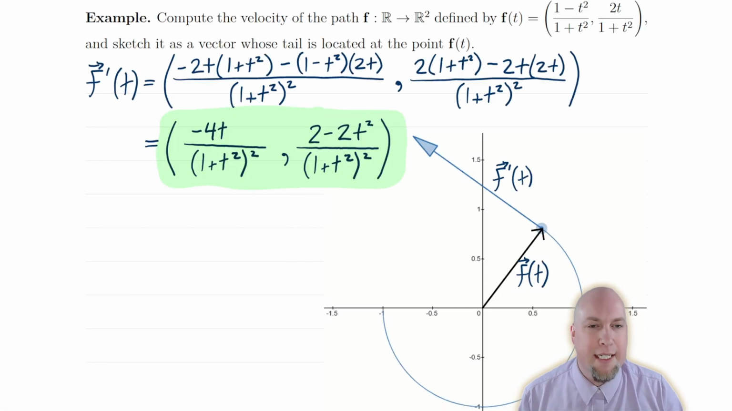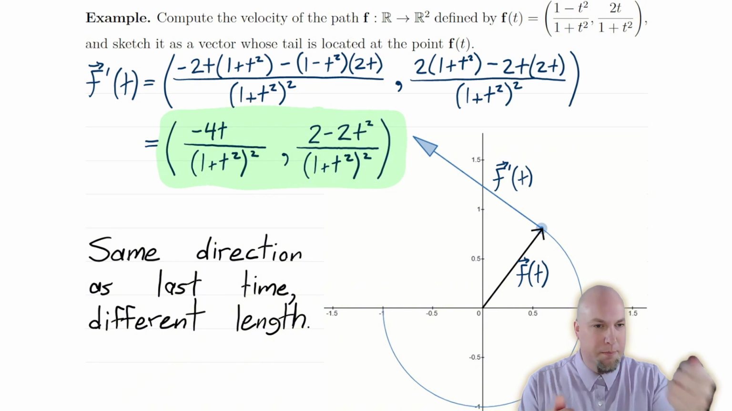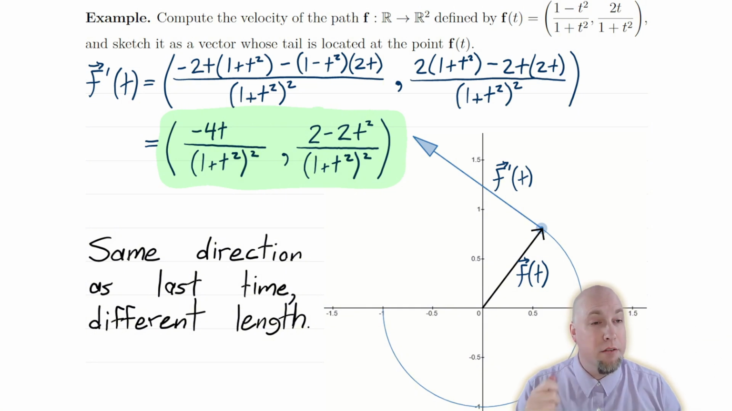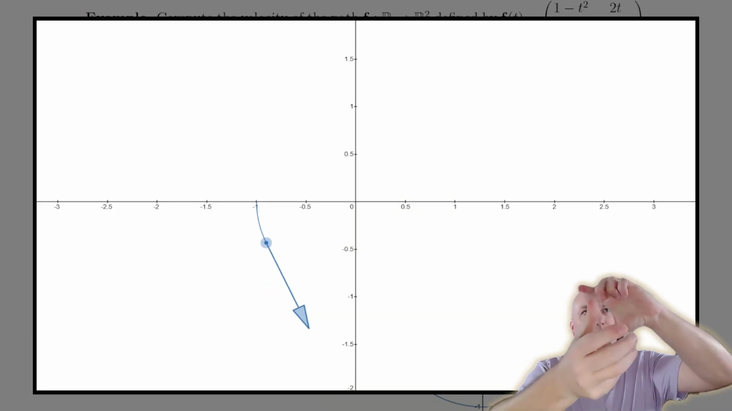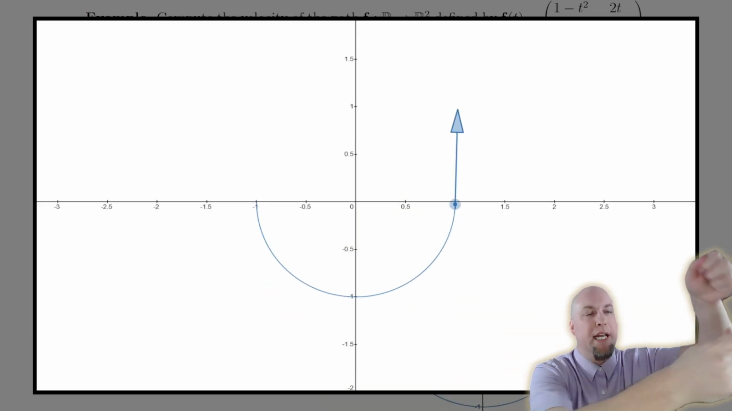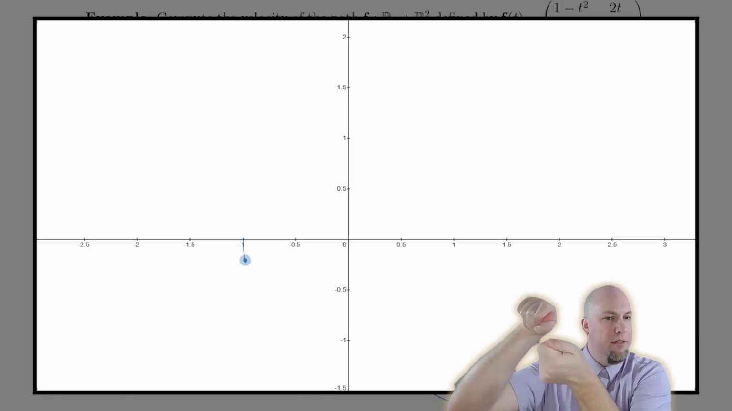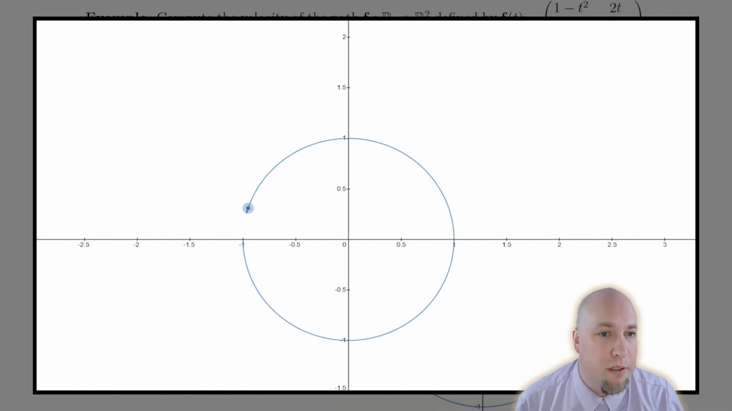Same idea here. The particle's still moving around the same curve. The direction of the velocity vector is the same, but you'll notice the length of the velocity vector is not the same. The length is very different this time. In the previous example, when it was cos t, sine t, the velocity vector always had the same length as it was moving around the circle, whereas this time, the velocity vector on the left half of the circle is very short, and then it gets very long on the right half of the circle.